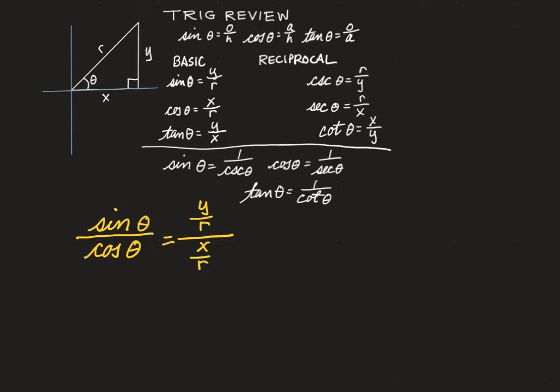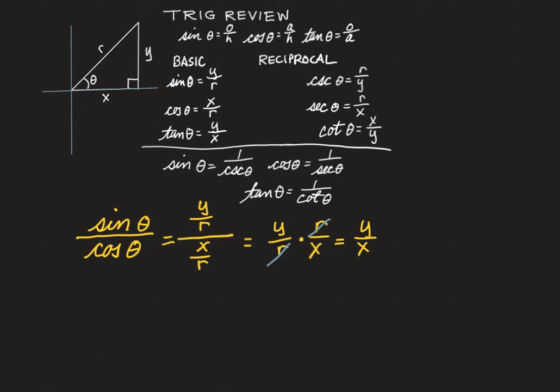Well, we have a complex fraction here, and to go about starting to evaluate that, we take the fraction that is in the numerator and we multiply it by the reciprocal of the fraction that is in the denominator. And now once we have done that, these r's cancel, and we get y over x.